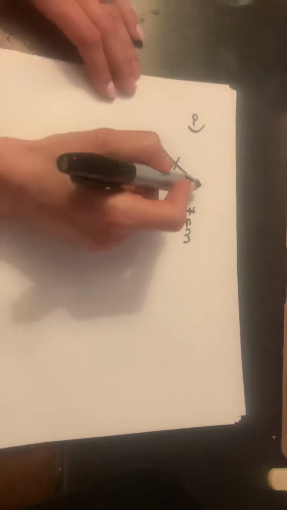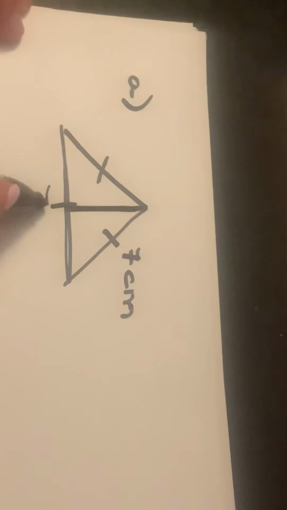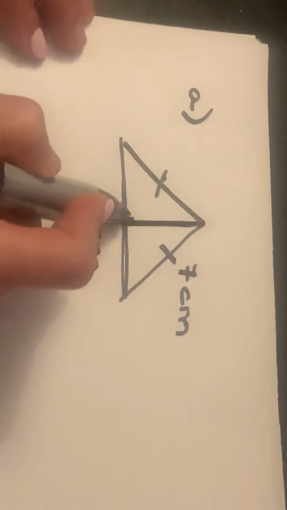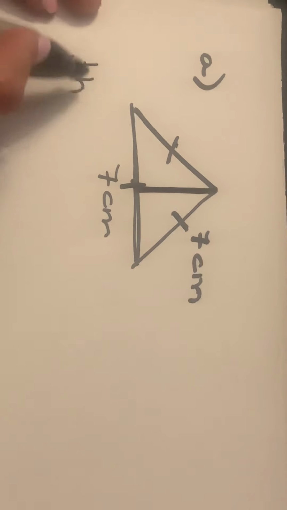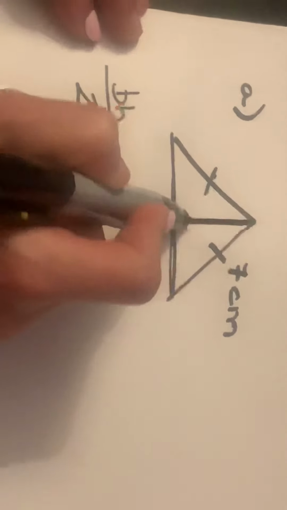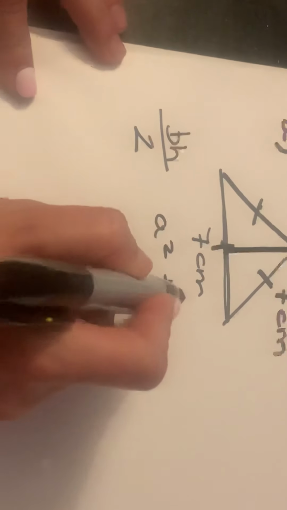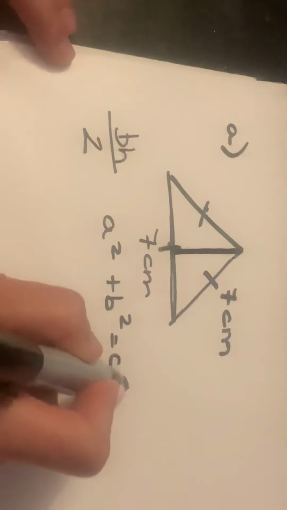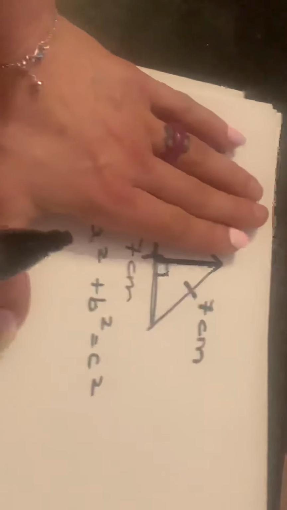Well, you need the height of this triangle in order to get it, because we know that the base is 7, right? Base is 7 because they're all the same. But you need the base times the height divided by 2. I don't have the height. So how am I going to get that height, grade 8? I'm going to use a squared plus b squared equals c squared. Because if you notice, I've created a right triangle.